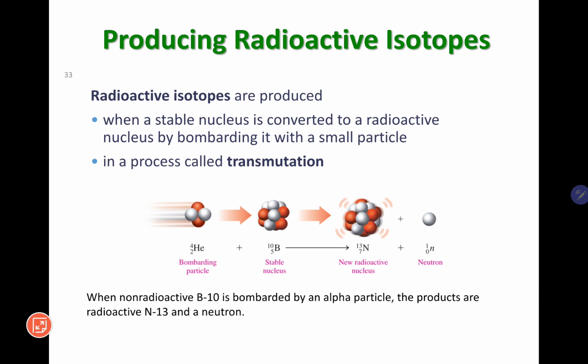So you are producing a new unstable radioactive isotope, plus you might get some radiation out of it as well, depending on the reaction. So you take a stable isotope, bombard it with radiation, and then you immediately generate a new radioactive isotope plus some other type of radiation. This process is also known as transmutation. In transmutation, you are generating new radioactive isotopes through bombarding with a small radiation particle.